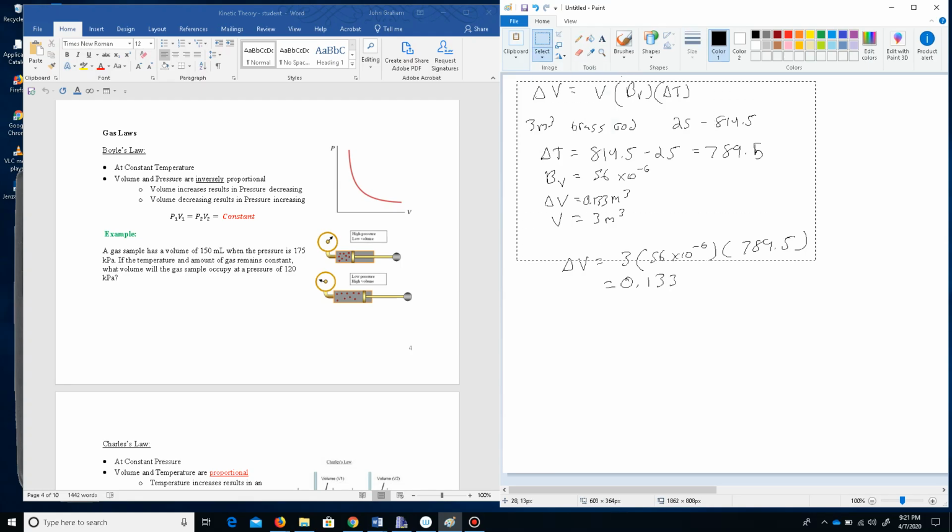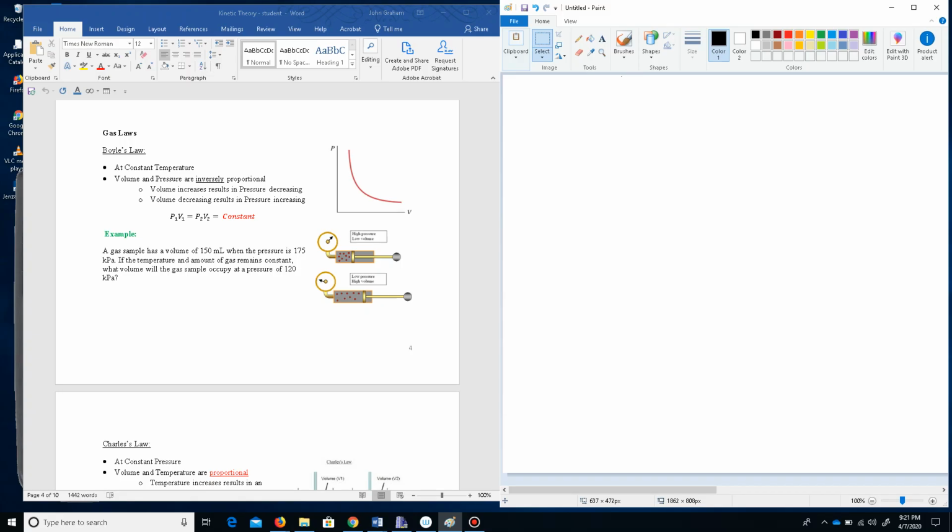Each of these stems from what we call the ideal gas law, and they all kind of build to that ideal gas law. You can always use the ideal gas law if you know certain things, but what these do is, assuming certain things aren't changing, it boils down this equation, so you have different relationships.